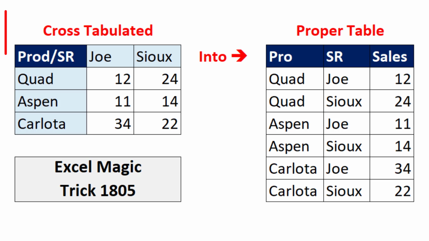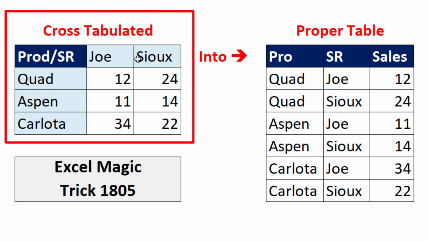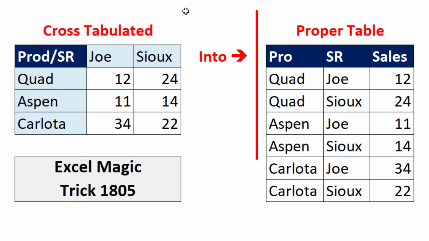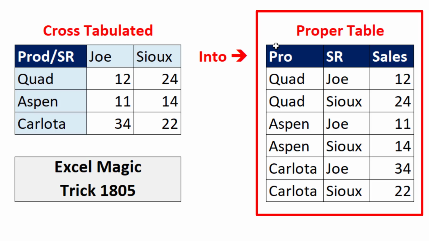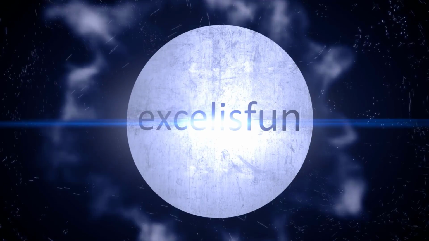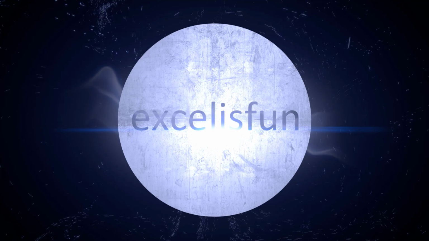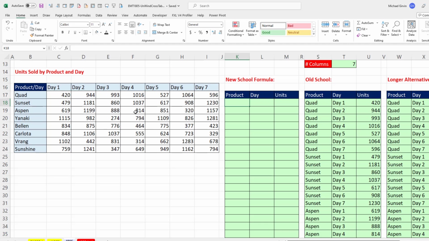And in this video, we want to see how to go from a cross-tabulated table into a proper data set. Now, anytime you have column headers and row headers in a cross-tabulated report, if you want to get it back into a proper data set, Power Query is the way to go. And we'll see that three-click solution at the end. However, sometimes you want to do it with formulas.